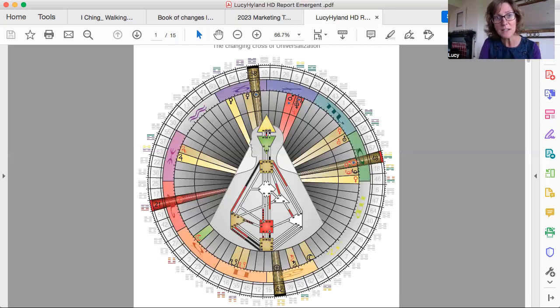So I'm going to look here at the 58, and the 58 is actually my personality sun. So the sun was in this gate and in this sign when I was born, or 88 degrees before I was born. And so here we have the 58 down here in the root center, and that becomes defined.